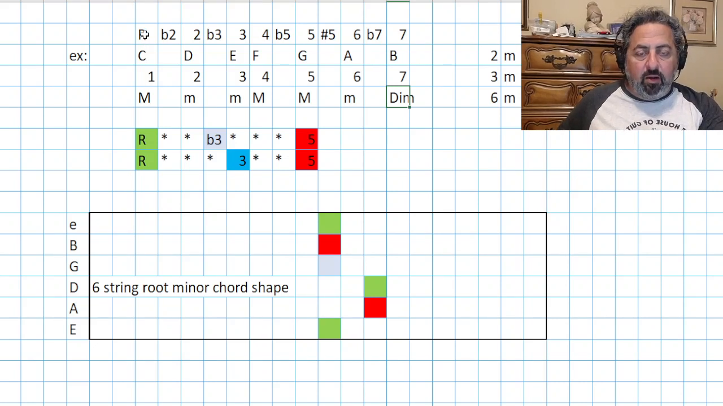But it is helpful to add that in there. So why is the C major and the D minor? Why is the 2, the 3, and the 6 minor? Let's take a look at a major chord first. We have the root, the third, and the fifth.